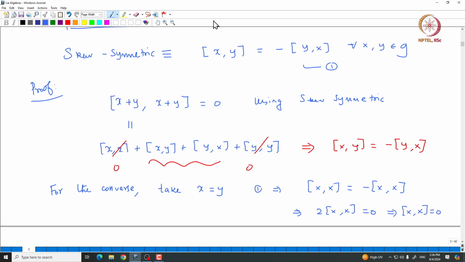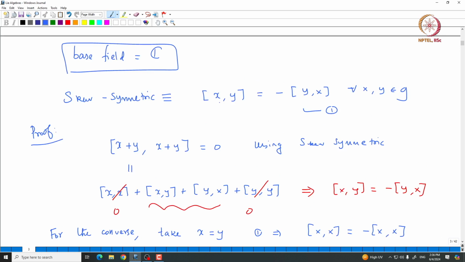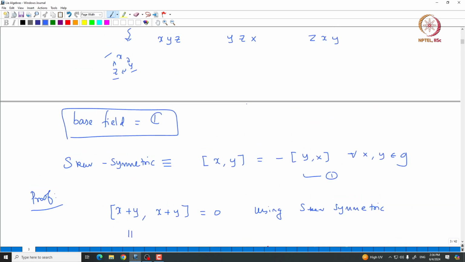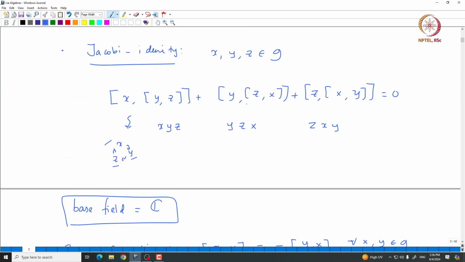So, that means skew symmetric can be replaced by this condition 1. Whenever we take the multiplication of x and y, that is the same as minus the multiplication yx. Okay. So, this is somewhat important later when we introduce further notions like ideals and so on. So, now let us see how one can actually rewrite the Jacobi identity.